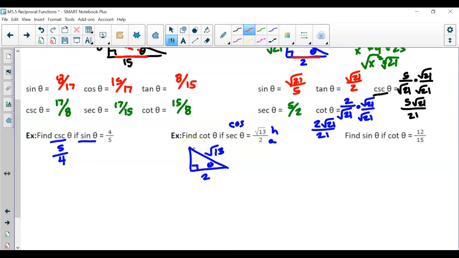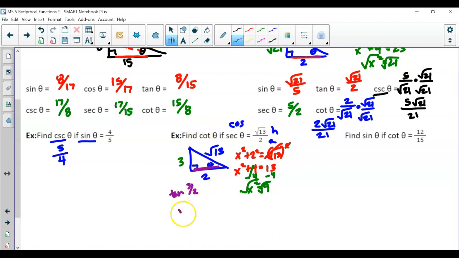So using Pythagorean theorem. So here we've got x squared plus 2 squared is equal to radical 13 squared. So x squared plus 4 is equal to, canceling out, you're just left with 13. So now here, subtract 4, and you get x squared is equal to 9. Take the square root, and here you got 3. So now cotangent is the reciprocal of tangent. So if tangent is opposite over adjacent, which is 3 over 2, then cotangent is 2 over 3.